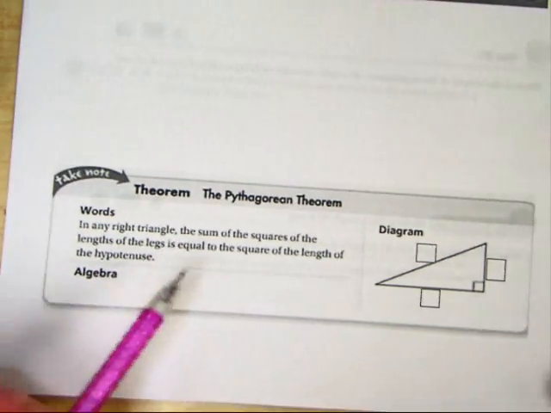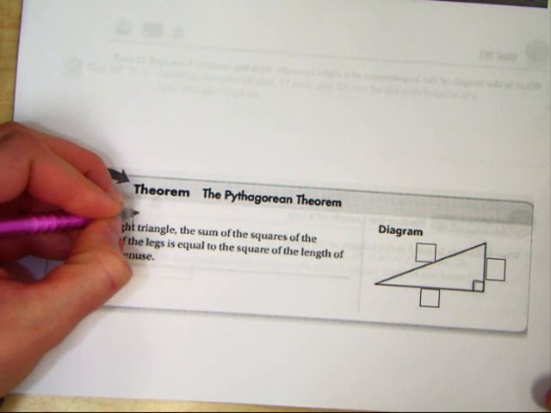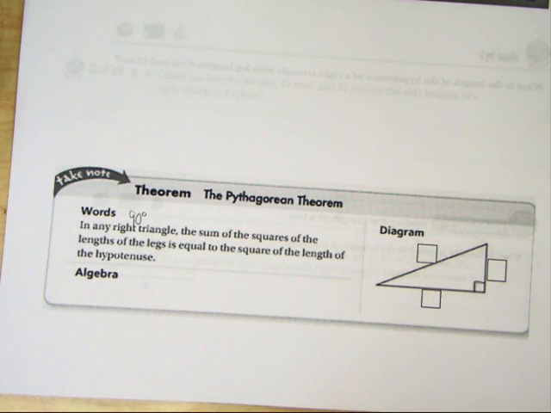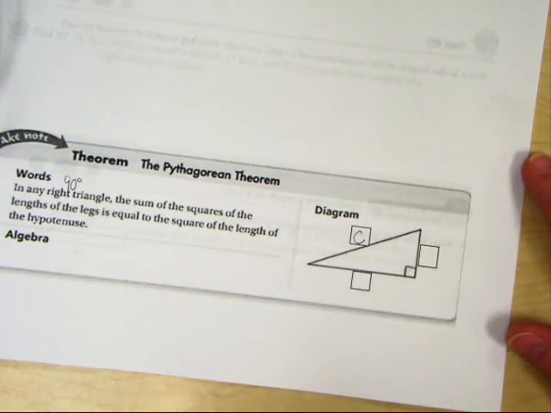This man figured out that in any right triangle, meaning you have a 90-degree angle, the sum of the squares of the legs is equal to the square of the length of the hypotenuse. Now you guys have to be able to identify the hypotenuse. The hypotenuse is the tilted side, the slanted side. By definition, it's the side opposite the 90-degree angle, and we call it C.